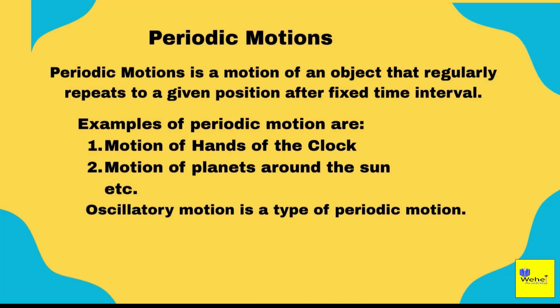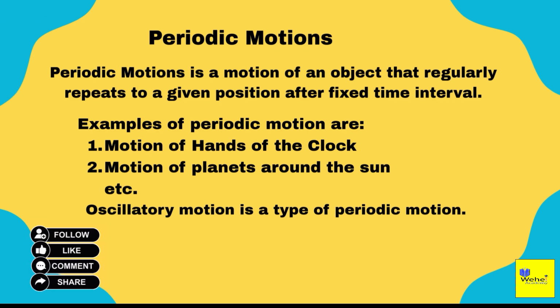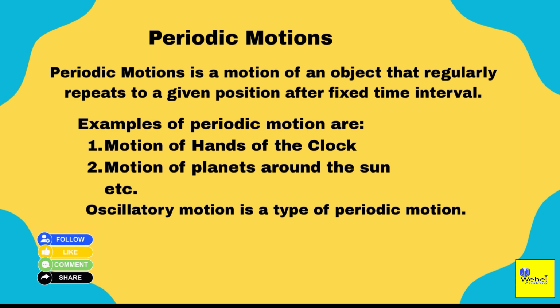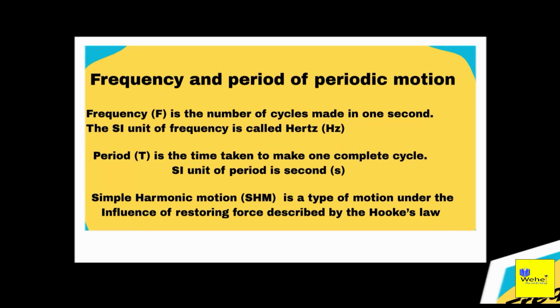Periodic motion is a motion of an object that regularly repeats to a given position after a fixed time interval. Examples of periodic motion are the motion of the hands of a clock, the motion of planets around the sun, etc. Oscillatory motion is a type of periodic motion.